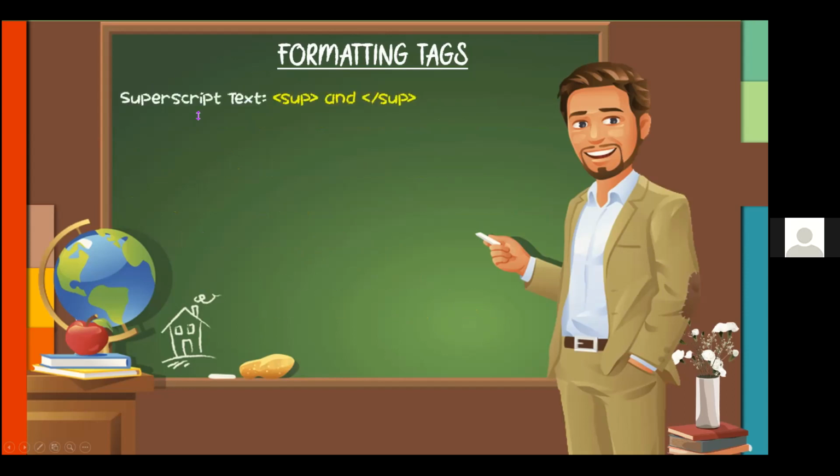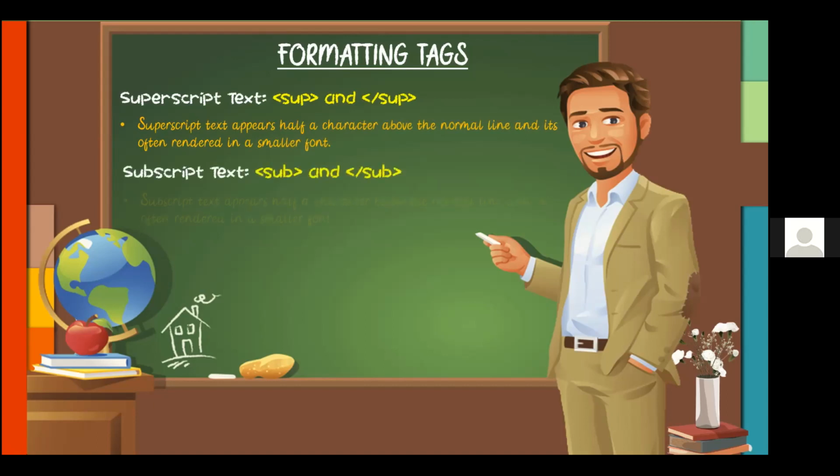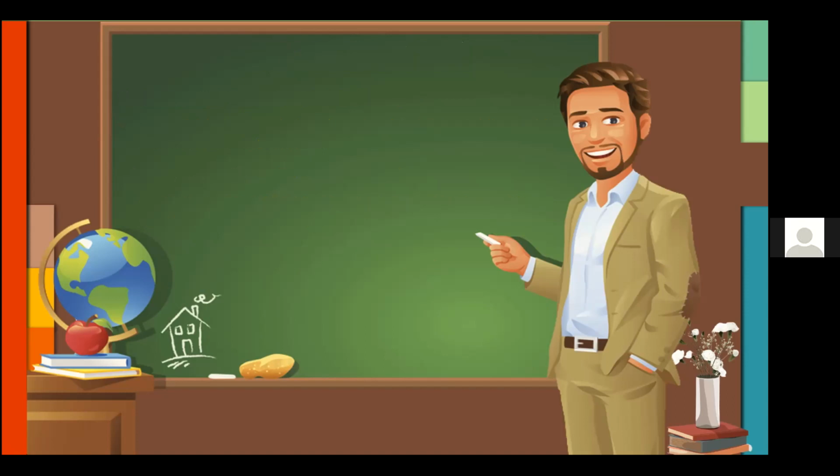Other tags are superscript text, SUP. Superscript text appears half a character above the normal line, and it's often rendered in a small font. And we have subscript text. It is the same, but it will be below the normal line. And we have one more tag called HR, the horizontal tag. So let's use all these formatting tags in our story and check out the result.